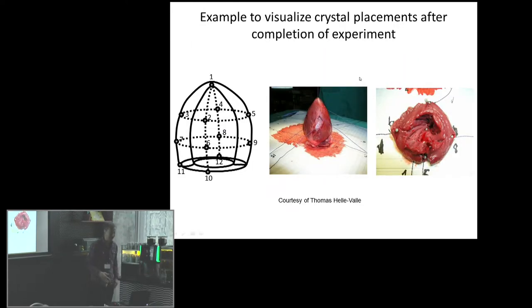So this slide shows a heart after the experiment. We of course put in each crystal in the beating heart, but we have dissected the heart here after the experiment just to show you one experiment where we placed it on the outside of the heart. You can also insert it into the subendocardium through channels and so on.